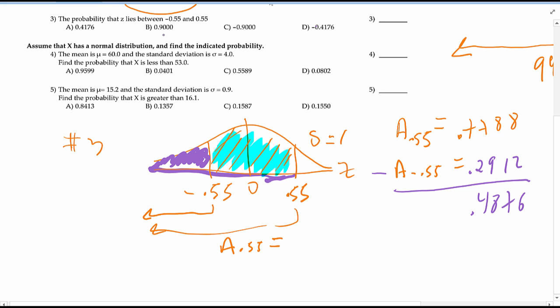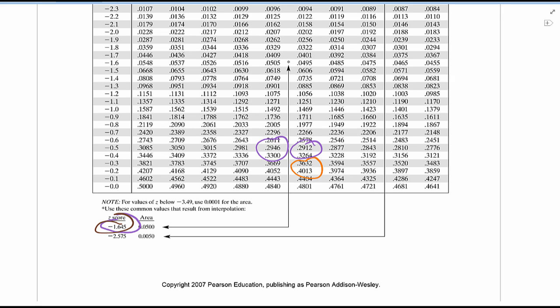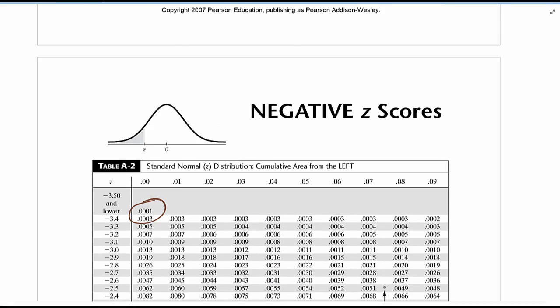So we are making a mistake. Let's see what the mistake is right here. Problem number 3 says that we want to find the area between these two values, 0.55 and negative 0.55. If we read the table value at 0.55, what is that again? 0.55.